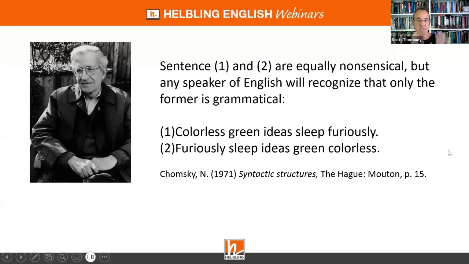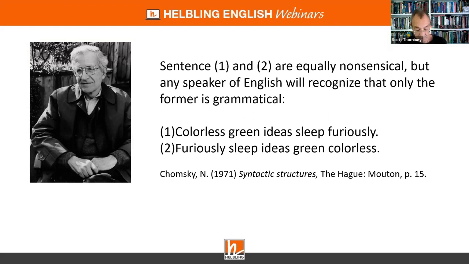So this is straight from his book, 1971, two sentences. Number one, colorless green ideas sleep furiously, which I've just seen, and number two, furiously sleep ideas green colorless. And he says both sentences are nonsensical. They don't make sense. Yeah, because you can't have something that's both colorless and green, and ideas don't sleep, and things don't sleep furiously. So it doesn't make sense. But it is grammatical. Whereas the second one, which is equally nonsensical, is not grammatical. We can't form sentences like that in English.